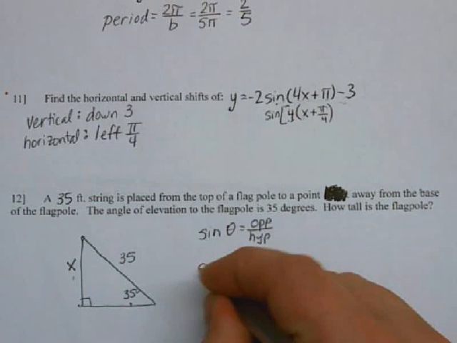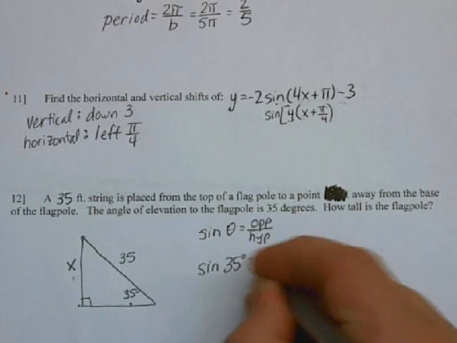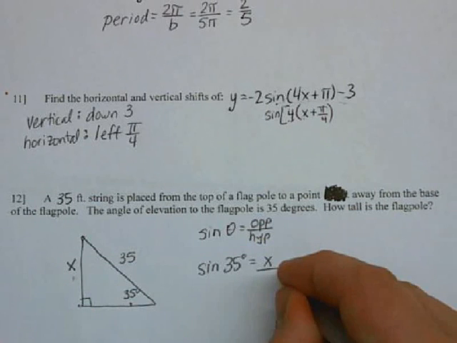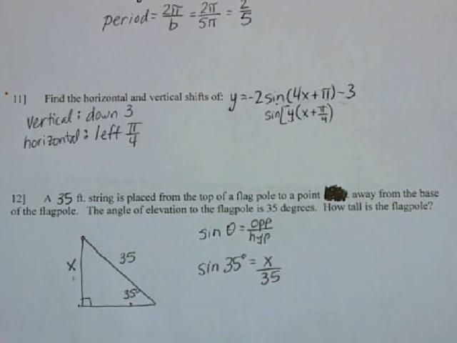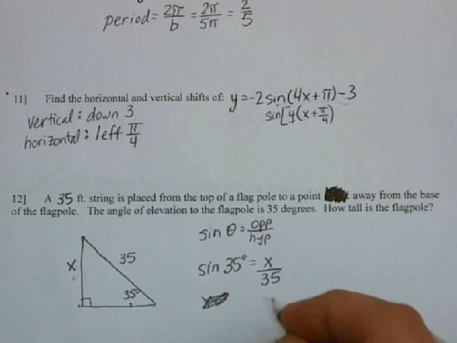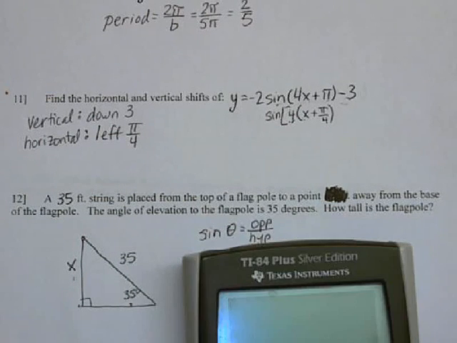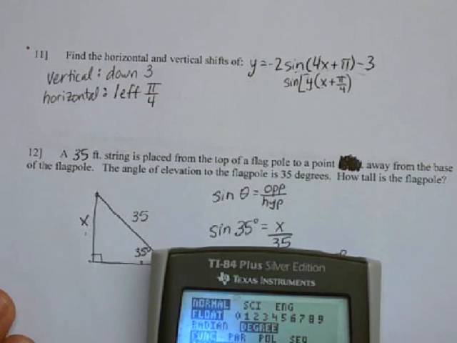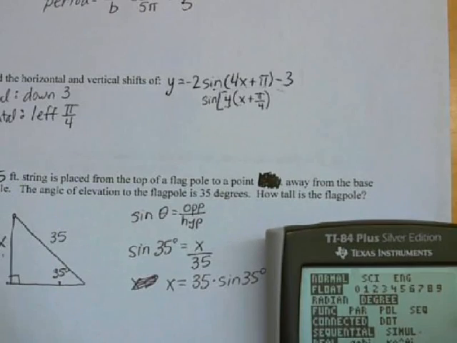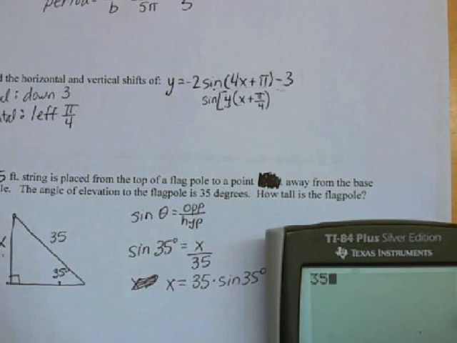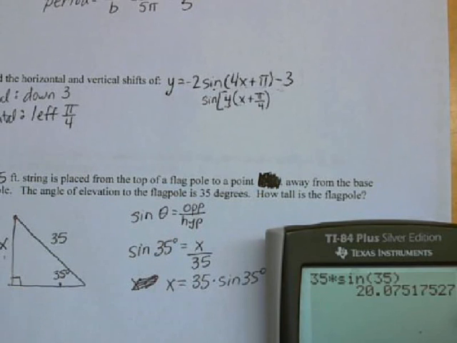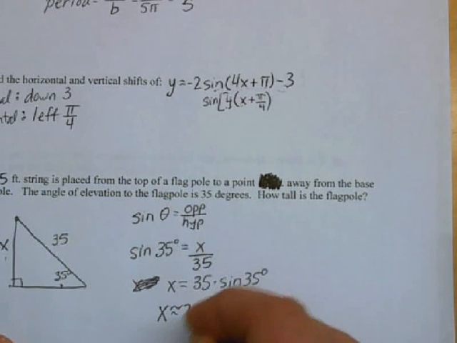Sine of 35 degrees is equal to x over 35. Multiply both sides by 35. X is equal to 35 times the sine of 35 degrees. Always check your mode. We're good there. 35 times the sine of 35. And we get about 20.08 feet.